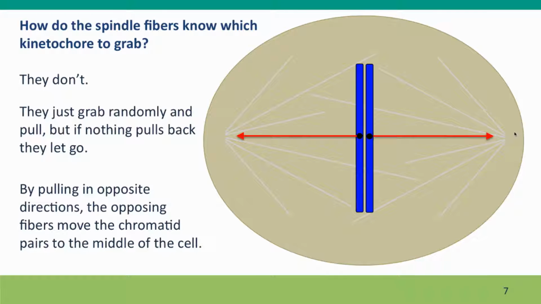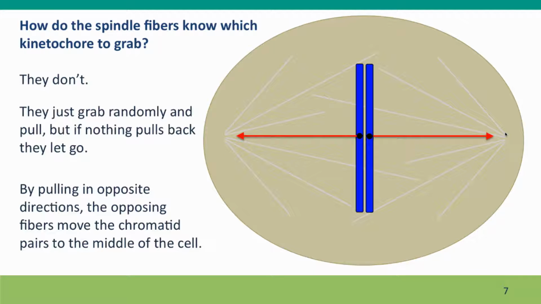You might be asking, wait, how do the spindle fibers know which kinetochore to grab? What if, instead of one from this side grabbing this kinetochore and one from this side grabbing this kinetochore, this spindle fiber went around and grabbed that one? Now they both get pulled to the same side. Why doesn't this problem happen? Well, it's not because the spindle fibers know which kinetochore to grab. They don't. They just grab randomly. But if nothing pulls back, they let go.